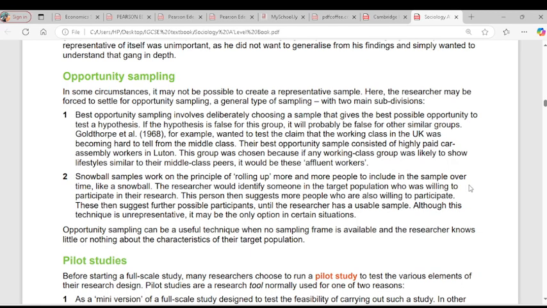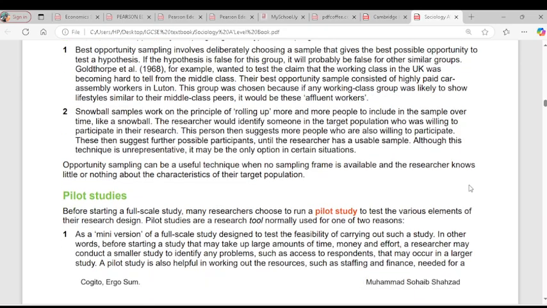Then we have the snowball. For the snowball, it simply means you figure out an individual from that group that has interest in your research. Then that individual shows you others that might have interest too. That's snowball. Do you get it? I wrote, the researcher identifies someone in the targeted population who is willing to participate in their research, and this person then suggests others who are willing to participate. That's snowball. Is snowball clear? Any question about snowball?